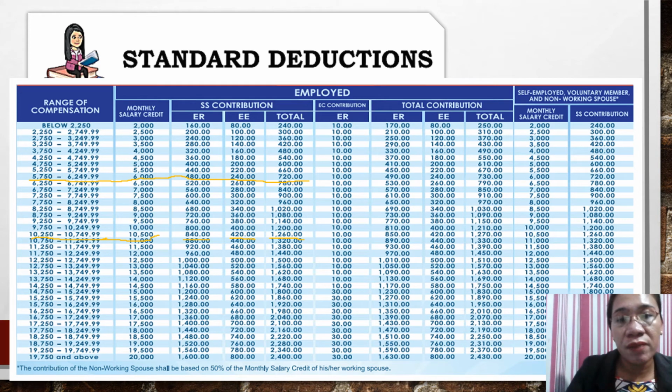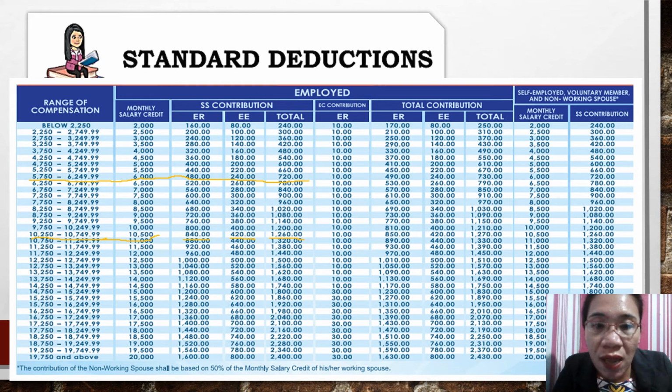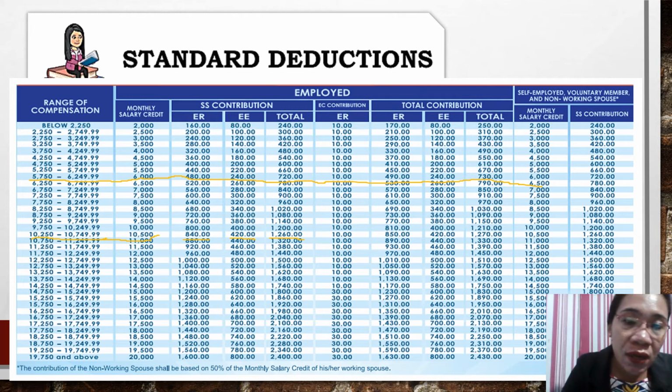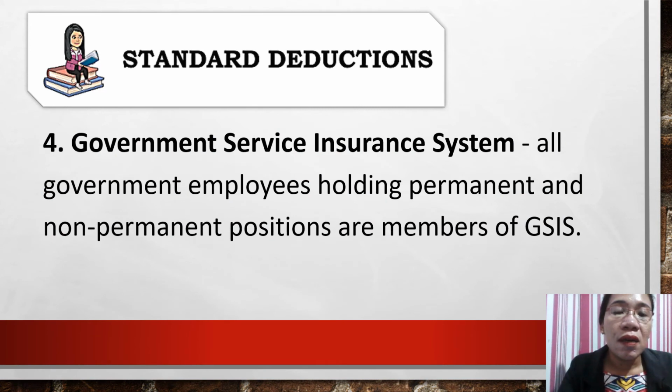So, ganun yun. Okay? Itong mga deductions na to sa table, ito yung ER, yung total contribution, yung kung saan mapupunta yan. We have a separate explanation on that. Okay, so sa ngayon, dito lang muna tayo sa deduction. Let's move on to the next, which is the fourth standard deduction, the Government Service Insurance System, GSIS.